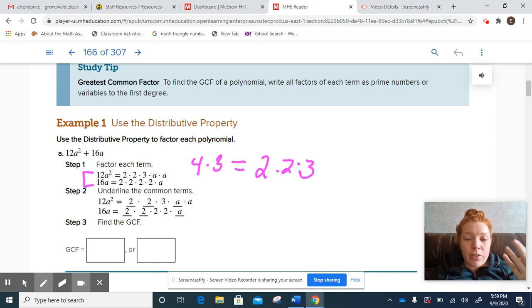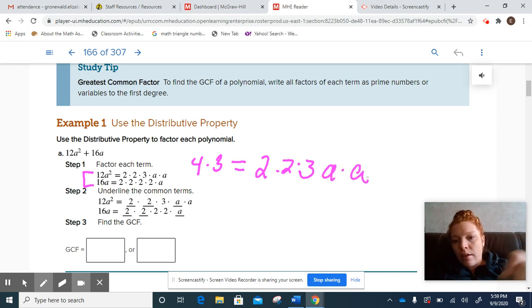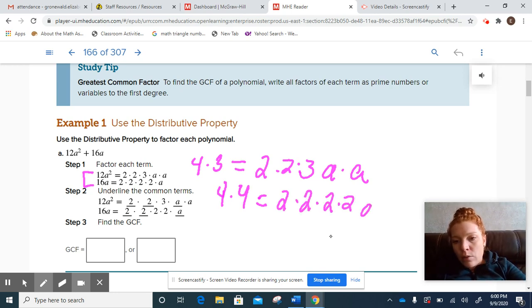And then they look at the a's and say, okay, how do I get a squared? Oh, that's a times a. Okay. And then they do the same thing for the 16. So once again, 16, you can say 4 times 4 is 16, but 4 and 4 are not prime numbers. So you have to break both of those apart even more. And that's where they get the 2, 2, 2, 2, and it only has one a in common.